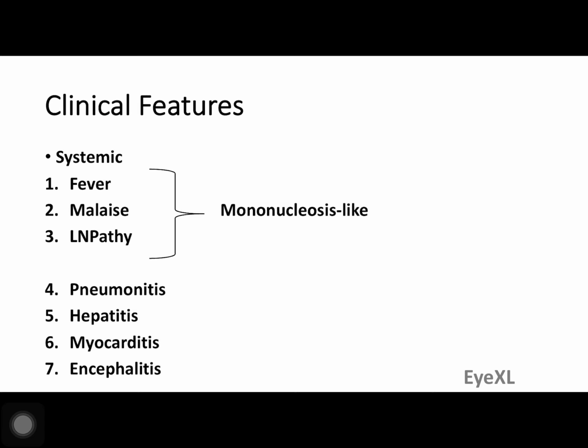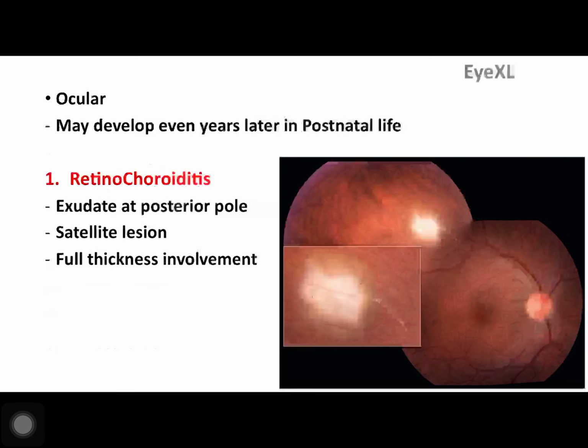The other conditions that you can see are pneumonitis, hepatitis, myocarditis, and encephalitis. That is basically wherever these cysts are forming, wherever this organism is causing an inflammatory reaction. So clinical features are going to be according to where the cyst is seen. Now coming to ocular features, this may develop years after postnatal infection.